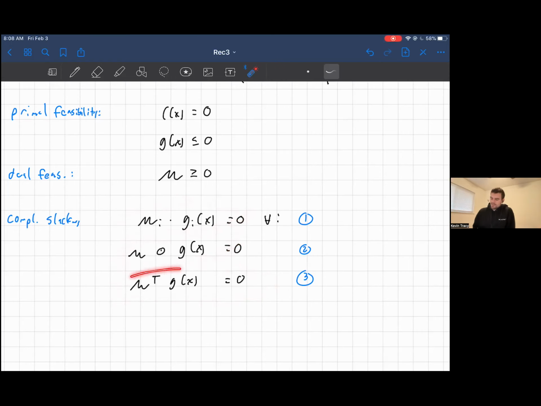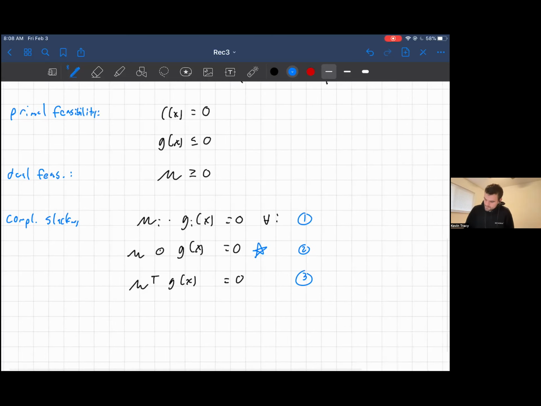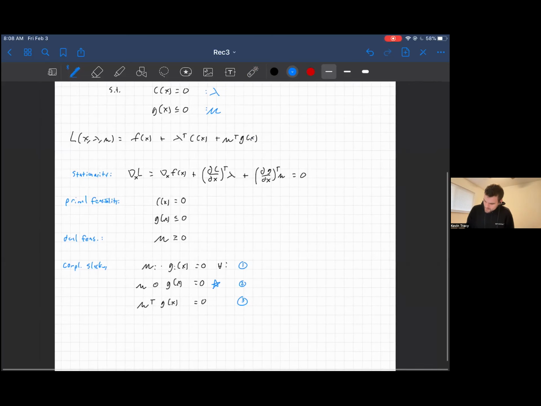Now, the reason I don't think that this is that useful of a thing to write down is because this just means that these are orthogonal, which doesn't mean they exhibit complementary slackness. But these two directly say that, when one's 0, the other can't be 0, and vice versa. So I would say, I like this one the best, number 2. But in books and stuff, you'll see all 3 of these. Okay, so here are our KKT conditions.